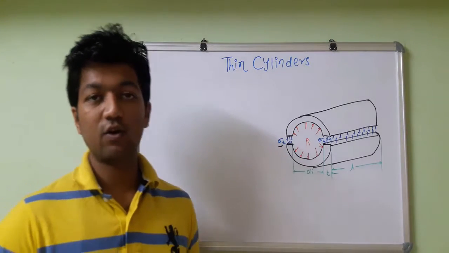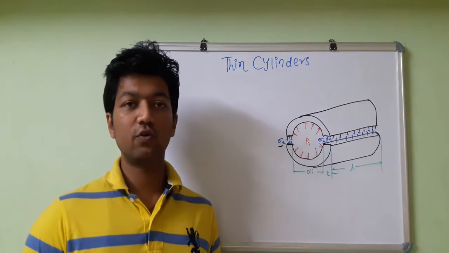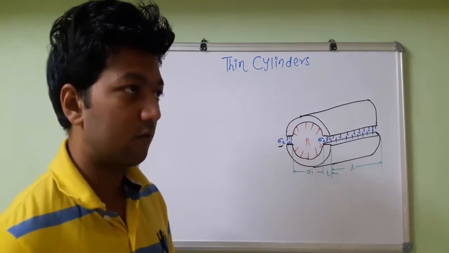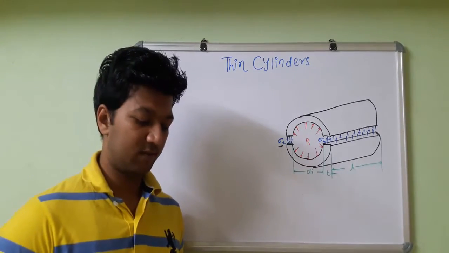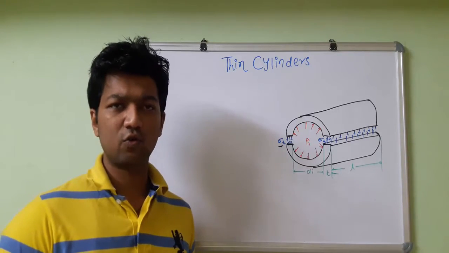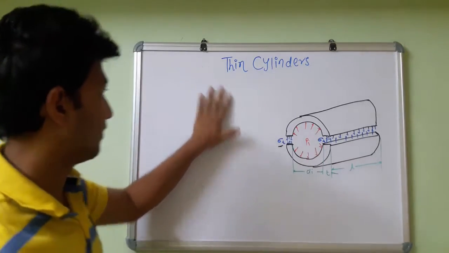So first thing, what is meant by cylinder? A cylinder is a mechanical device which is used to store or receive fluid. There are different types of cylinders: pressure vessels, hydraulic cylinders, and storage cylinders. So these are the cylinders. Today we study the thin cylinder.